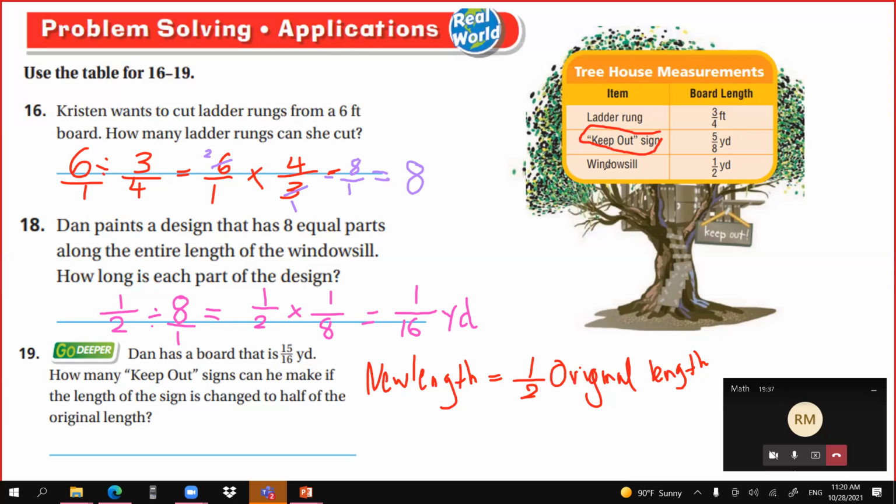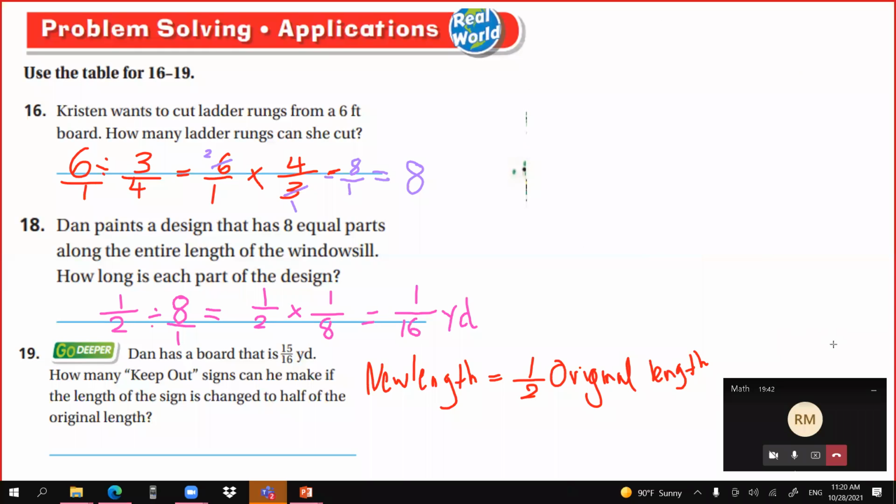5 over 8. Bravo. So then here now, I will draw to write. So let's say that the new length is half the original one, which is 5 over 8. 1 times 5 is 5, over 2 times 8 is what? 16. So now the new length is 5 over 16.